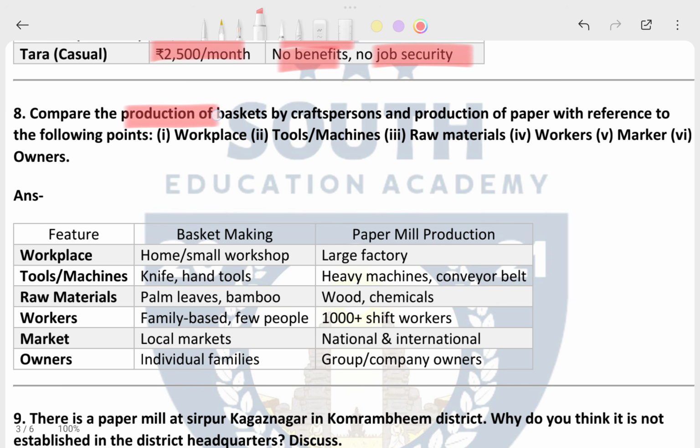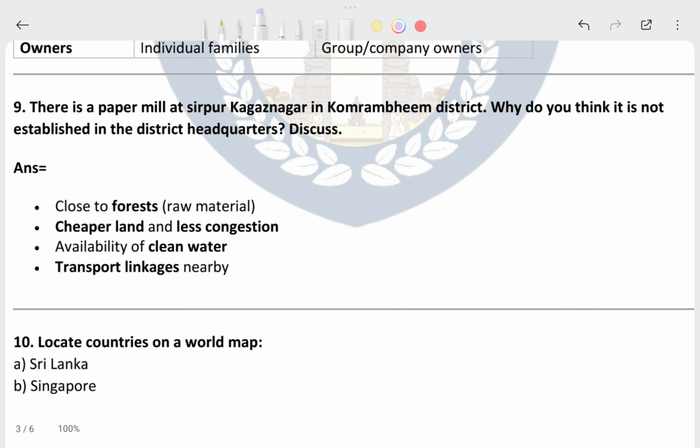Compare the production of baskets and crafts with production of paper, with reference to the following points: workplace, tools, machines, raw materials, workers, market, and earnings or hours. So these are the questions, and here is your answer. You can look at this answer. Then I will go to the ninth question.